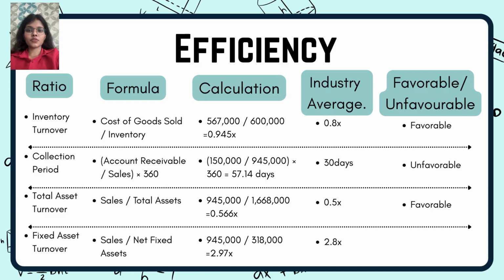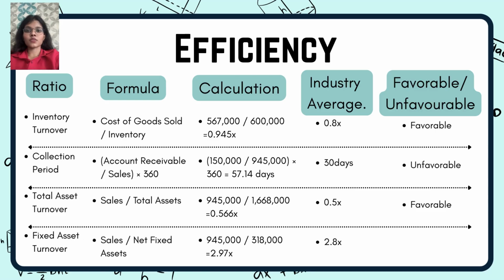flow. For the total asset turnover, the formula is sales divided by total assets. Therefore, total asset turnover is 945,000 divided by 1,668,000, resulting in 0.566. This is slightly better than industry average of 0.5 times. This is favorable, indicating that KEC is utilizing its total asset reasonably well to generate the sales.